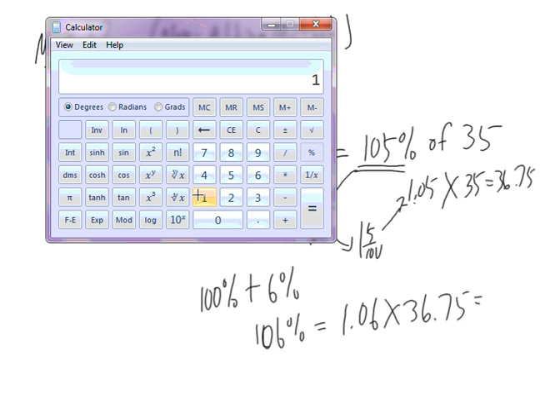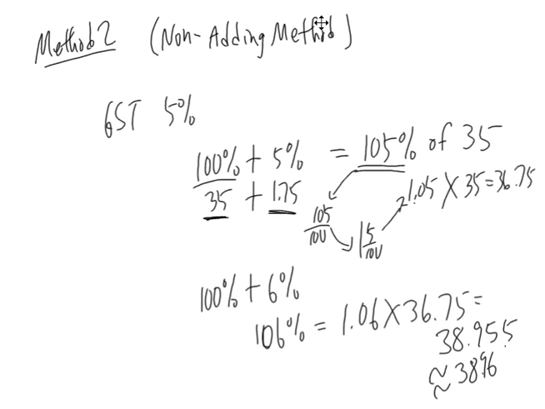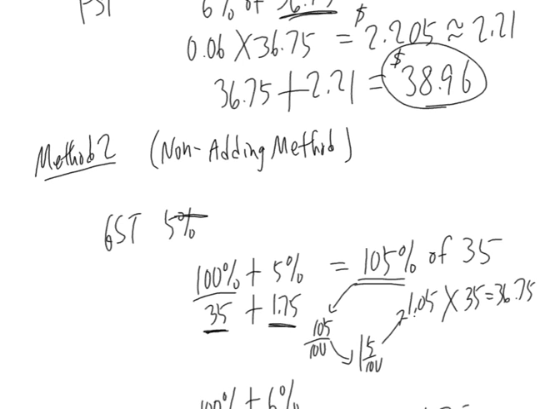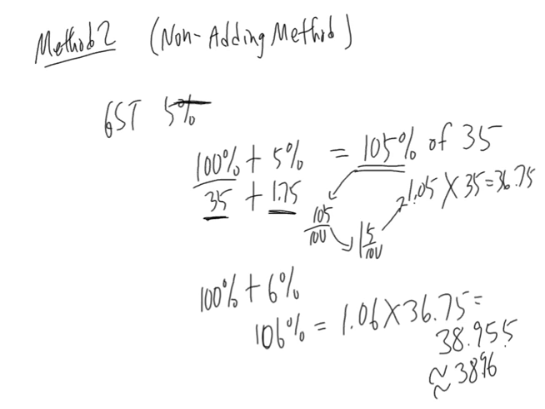So the cost of the new backpack and 6% extra, or 106%, of the $36.75, I get $38.955, or approximately $38.96, which is what I got right here. Okay, all right, so method 1 and method 2 are two methods you can use to actually calculate both of those.